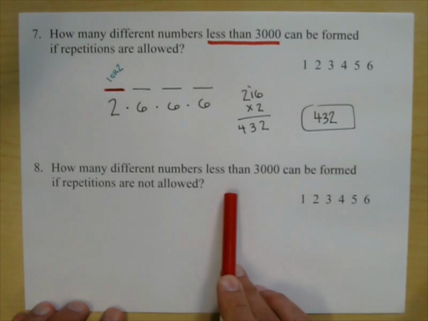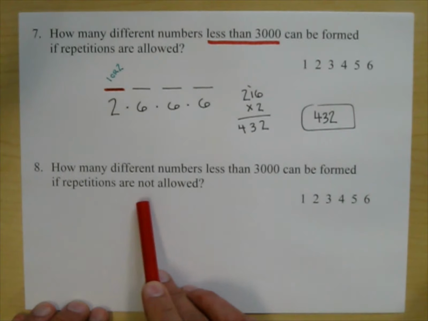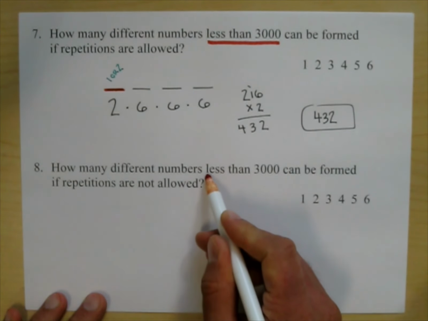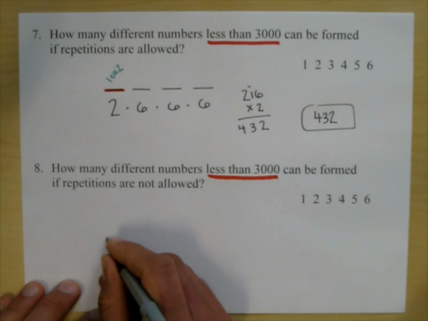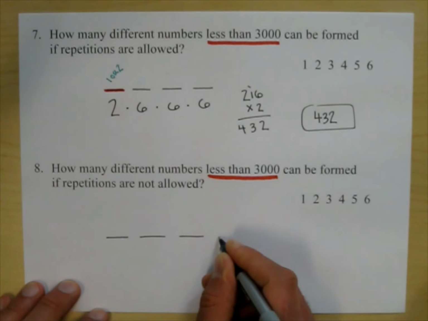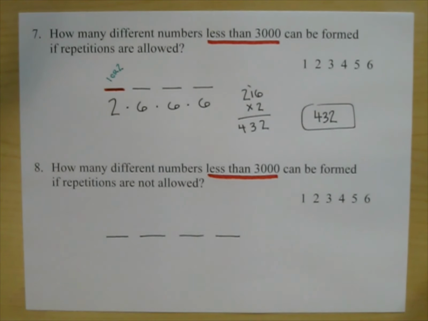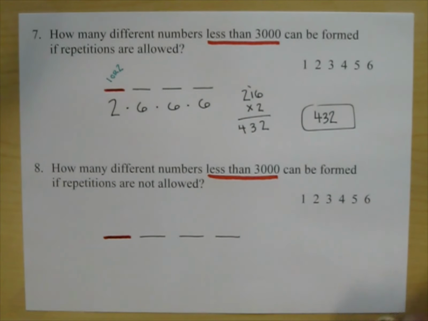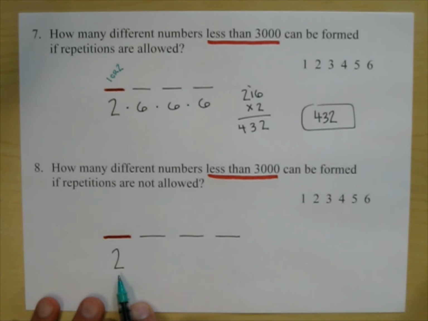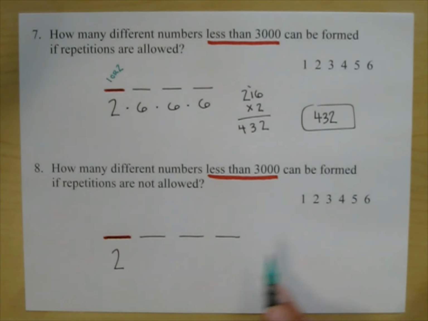How many different numbers less than 3,000 can be formed if repetitions are not allowed? So this is less than 3,000. 4-digit numbers. The restriction, as we talked about in the problem above, is the first slot. That could be a 1 or a 2, so I have 2 choices. Doing my restriction first, 2 choices. And it has to be less than 3,000. So I'm going to put a 1 there.